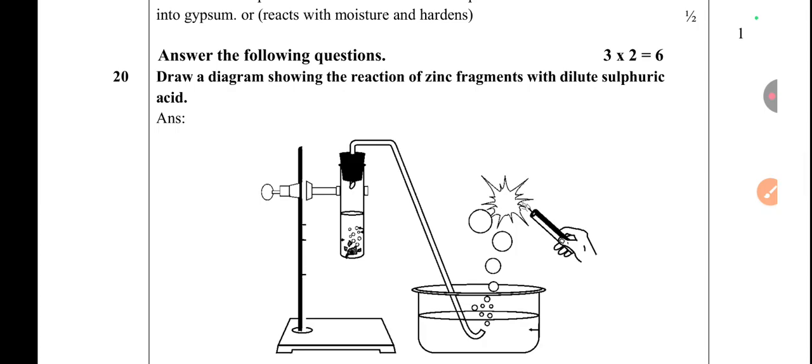Then answer the following questions. These are 2 mark questions. Total 3 questions are there. 3 2s are 6 marks.